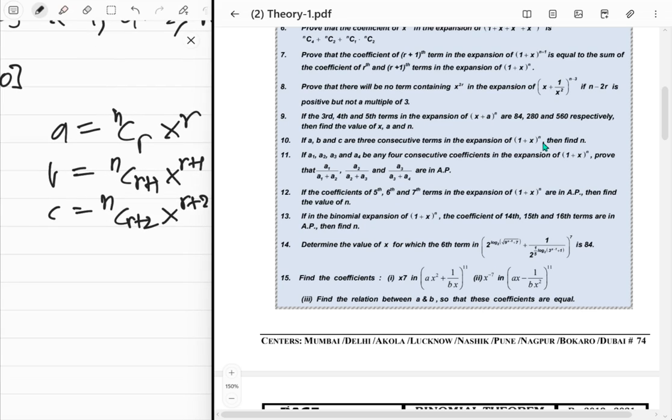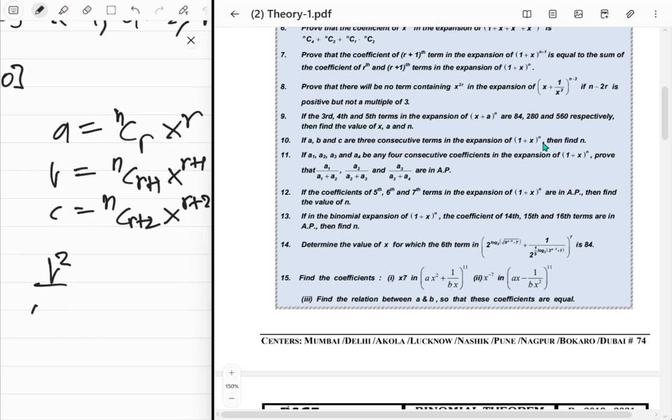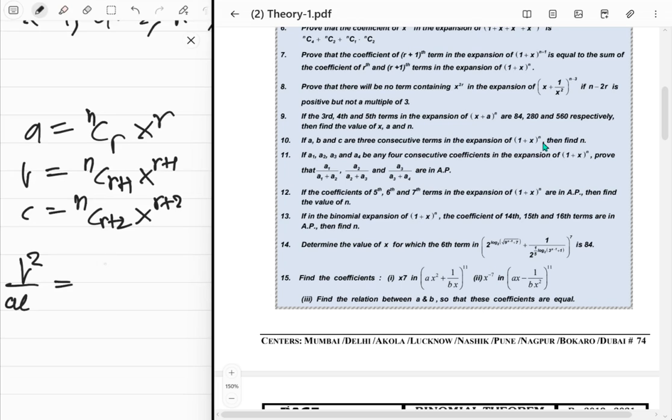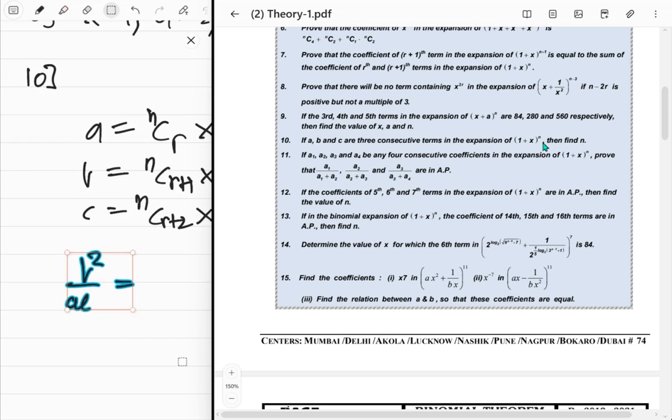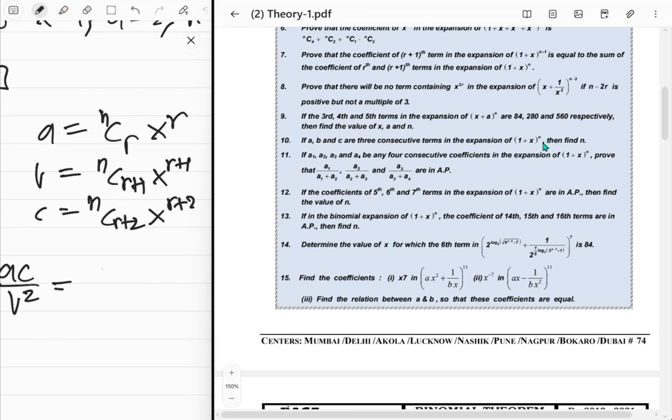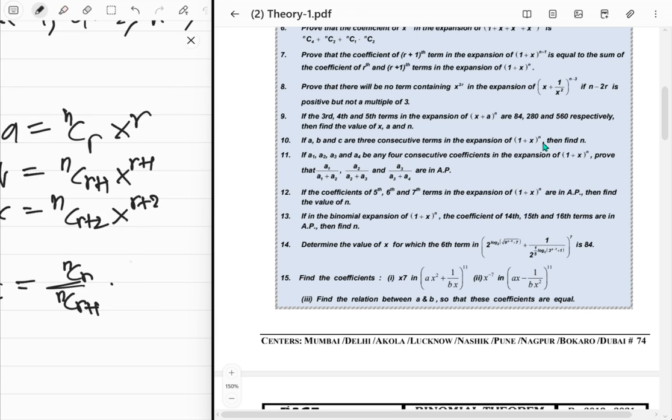So yeah, let's do that thing that we did, right? Once again, what we'll do is just figure out what B squared upon AC is, because that's the only thing that can cancel these really bad x terms. So the x things are just gone. I'll just go the opposite way: AC upon B squared, as we did the previous time. So it's going to be nCr upon nC(r+1), that times nC(r+2) upon nC(r+1).